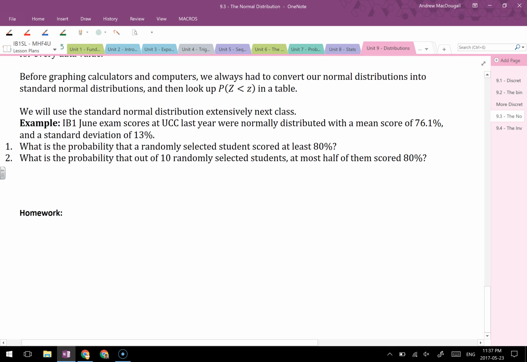Okay, real quick, we'll just look at this last example before we finish. Okay, so IB1 June exam scores last year were normally distributed with a mean score of 76.1 and a standard deviation of 13. This is a fairly realistic situation. Now, in 1, we want to know what is the probability that a randomly selected student scored at least 80%. So if X is our continuous random variable, we want to know what is the probability that X is greater than 80.